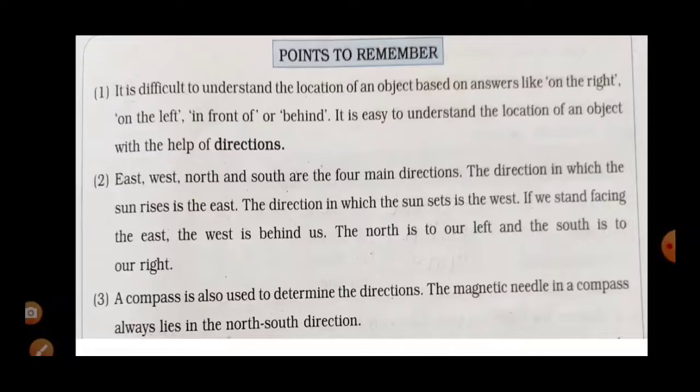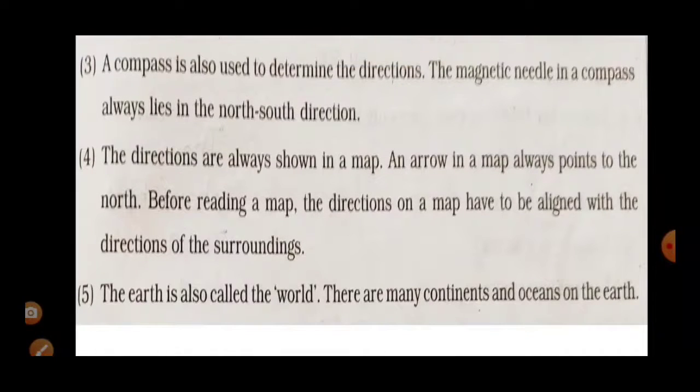A compass is also used to determine the directions. The magnetic needle in a compass always lies in the north-south direction. The directions are always shown in a map. An arrow in a map always points to the north. Before reading a map, the directions on a map have to be aligned with the directions of the surroundings.